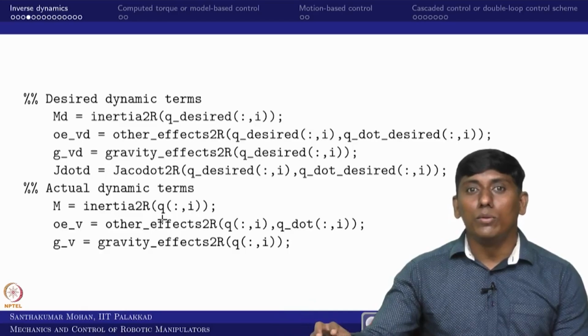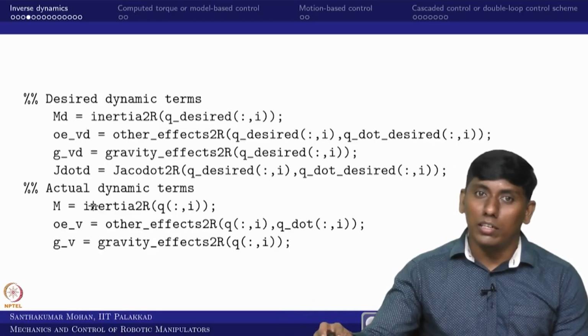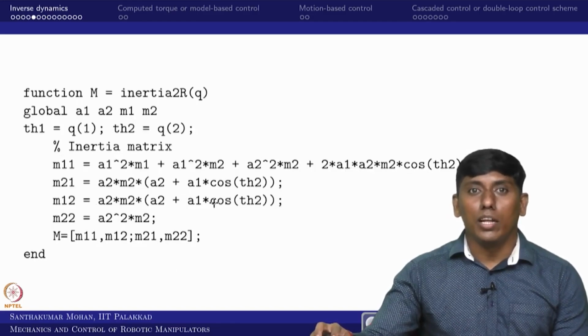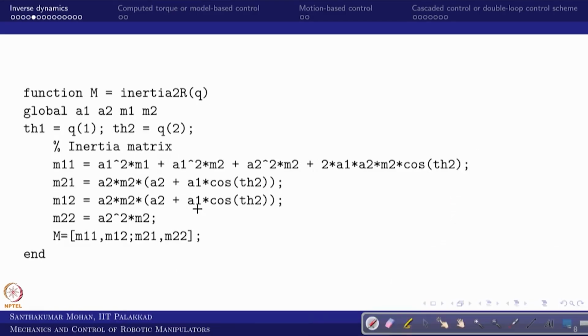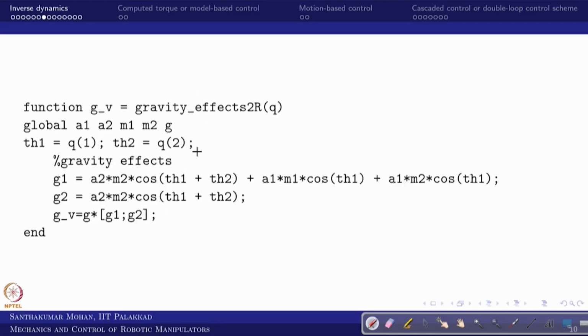In real time we don't require this, but since we are doing the simulation, we need to find the actual inertia matrix, other effects and the gravity. Based on this we can use subfunctions: the inertia subfunction, the other effect subfunction, and the gravity effect subfunction. These we have already derived in the last class itself.